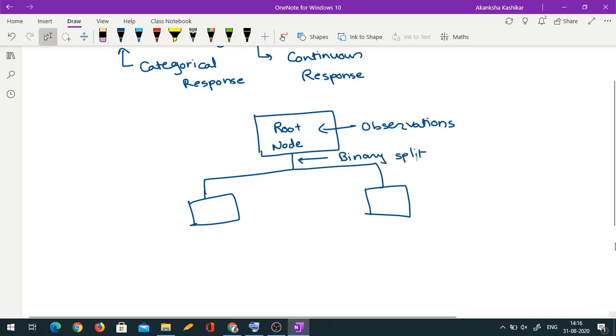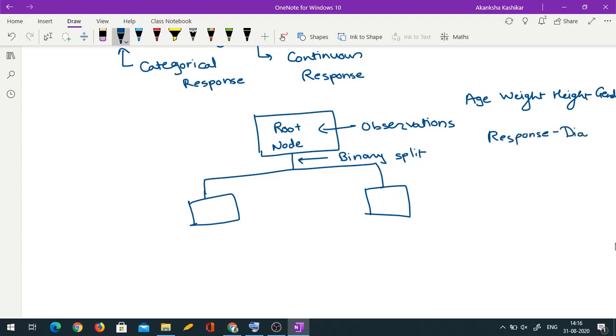Okay, what do I mean by binary split? Let us start with a small example. Suppose I have data on age, weight, height and gender of say 100 people, and my response variable is whether they have diabetes or not. So status of diabetes, that is 0 1, 0 if no diabetes and 1 if they have diabetes, is my response variable, and I want to explain this response in terms of these variables: age, weight, height and gender.